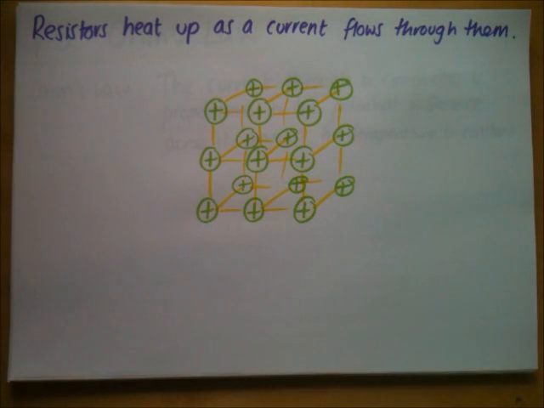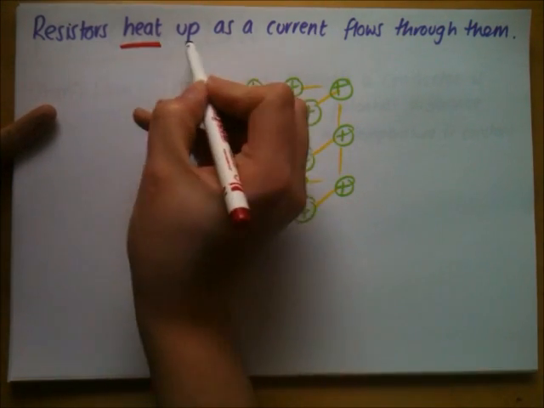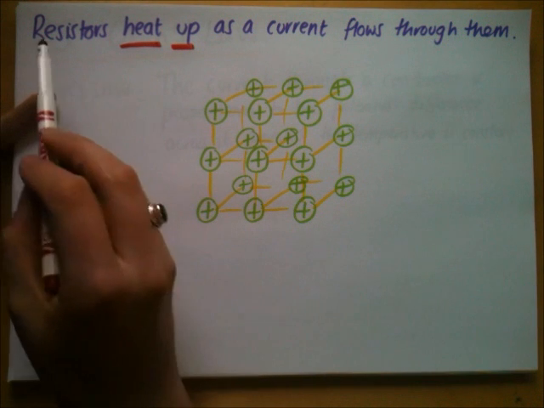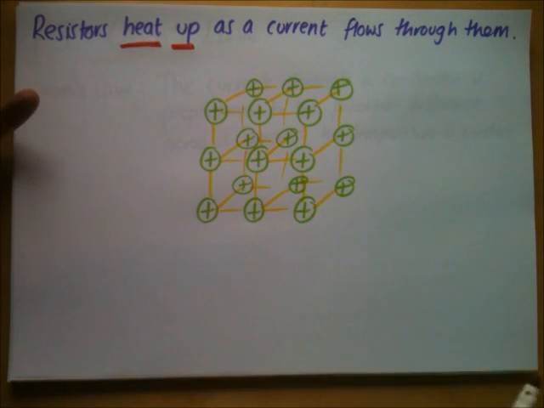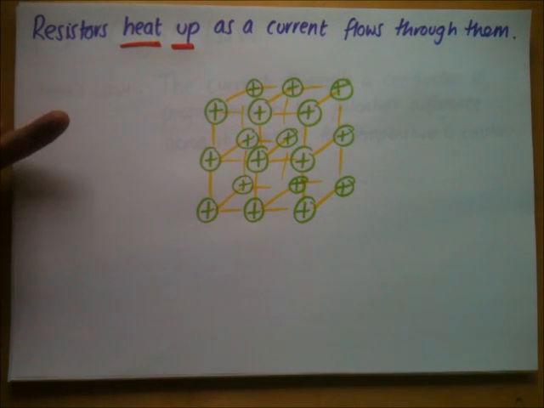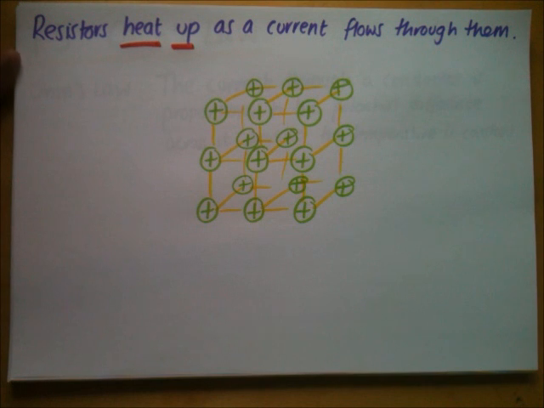Now, resistors heat up as a current flows through them. This is really important because they often ask about this in exams. Resistors heat up as a current flows through them. Why that is, is something that it's important that you understand. Now, we said before that a conductor is something that electricity can travel through quite easily. Resistors are still conductors because the electrons need to get through them. They just find it a bit more difficult to get through them. They can't be an insulator because then it would stop and that would break the circuit.